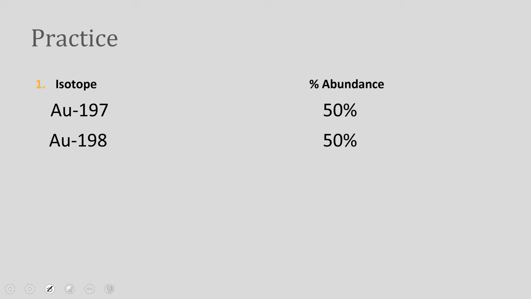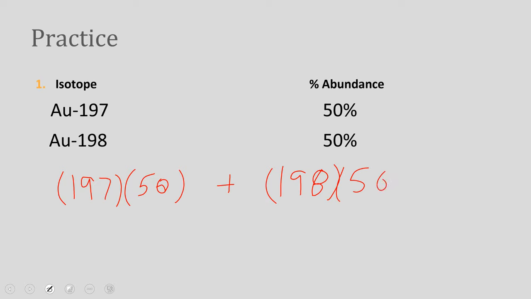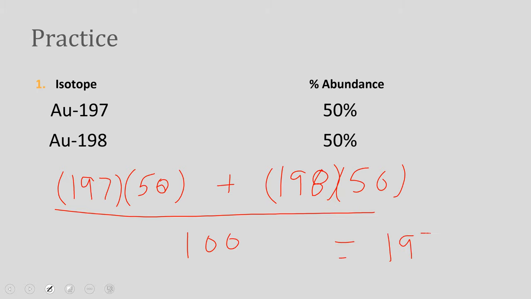Here's our last example now. We're dealing with Au. This is gold. We have two isotopes. We have a mass and we have a percent abundance. So it looks like we got two types of isotopes of gold. And it looks like they both occur at the same rate. So let's see what our average comes out to be then. 197 times 50 plus 198 times 50 divided by 100. When you plug that in, that comes out to be 197.5, and then we use our units AMU.